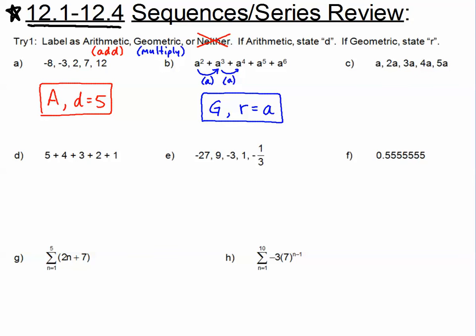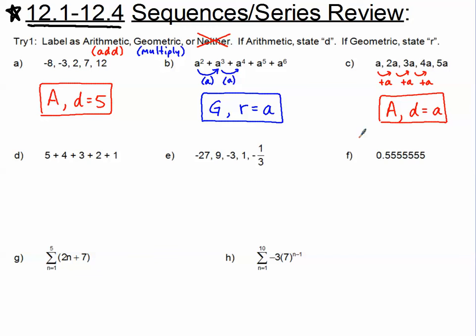As opposed to part C, where we're going from 1a to 2a to 3a to 4a to 5a, now all we're doing is adding a, and then adding another a. That's going to change my coefficients. I am adding, so this is arithmetic, and my common difference is also a.